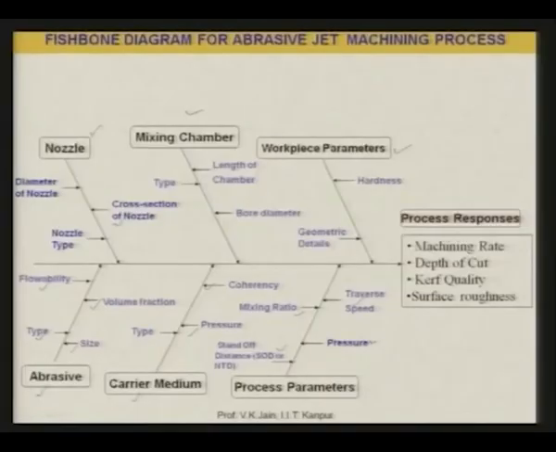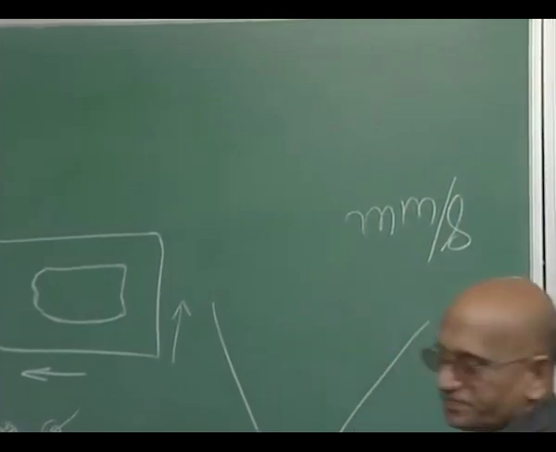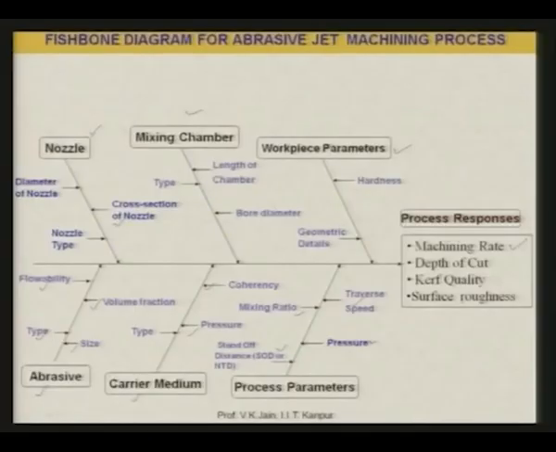The performance of the process, especially the AJM process, can be evaluated in terms of machining rate, that is volumetric machining rate or mass machining rate. You can also call it the penetration rate, which will be in terms of millimeter per second. Then what is the depth of cavity? Kerf quality and surface roughness.